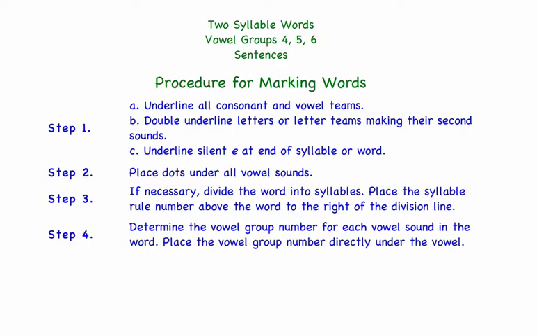The second step is you identify your vowel sounds in the word by placing dots under them. Step 3, if necessary, you divide the words into syllables, and you place a syllable rule number above the word to identify why you divided the word where you did. And then finally, step 4, you associate a vowel group number with each of the vowels in each of the syllables within the words I dictate. We have 10 rows of words.